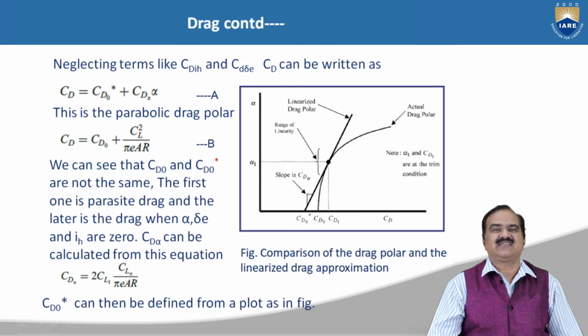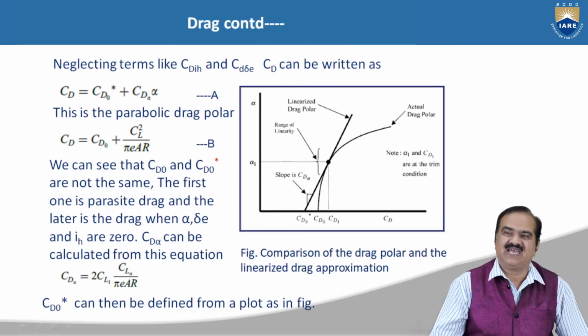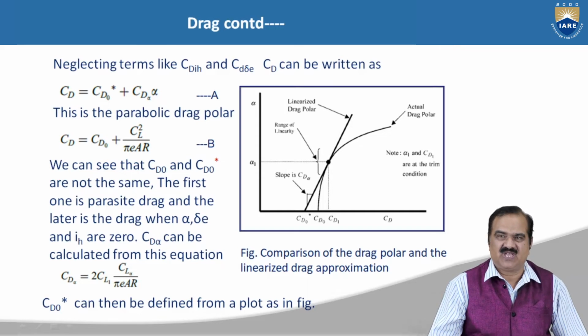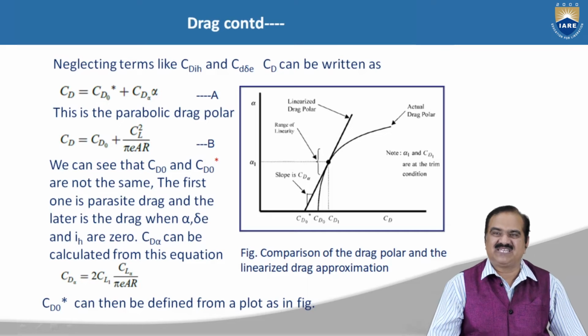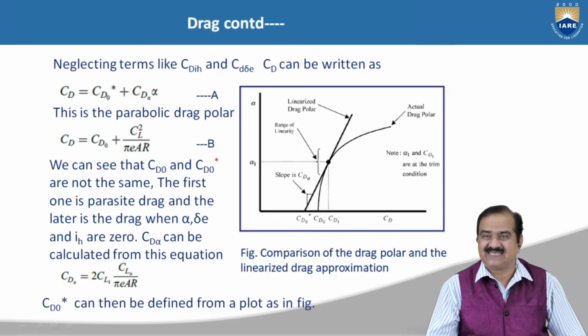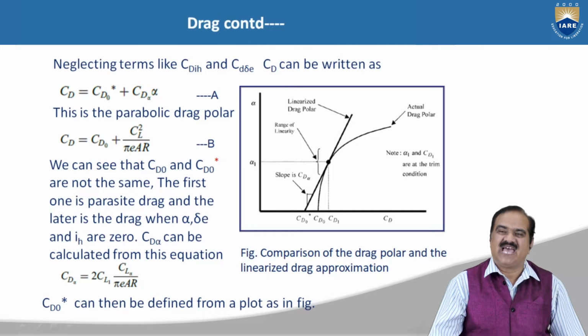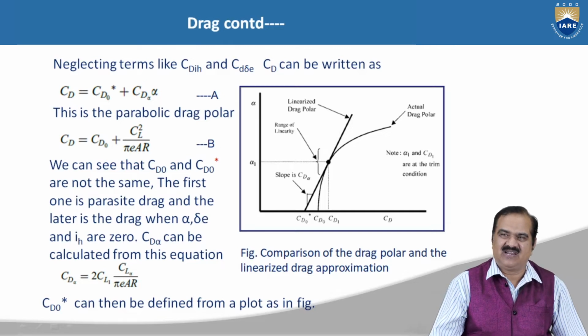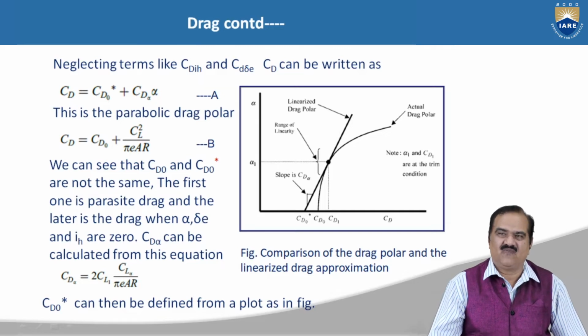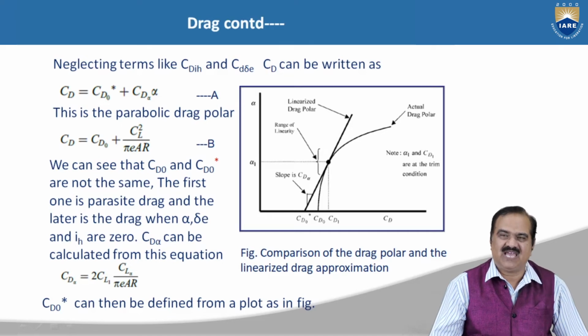So it is explained in this what is the difference between the CD naught and the CD naught star. Both are not the same, and there is a basic difference in the equations also. This CD naught star is directly related with the alpha, and this CD is related with the aspect ratio and efficiency of the wing and the coefficient of the lift. So to calculate the CD naught star, we should take equation A, and to calculate the overall CD, we have to take equation B as mentioned in this diagram.